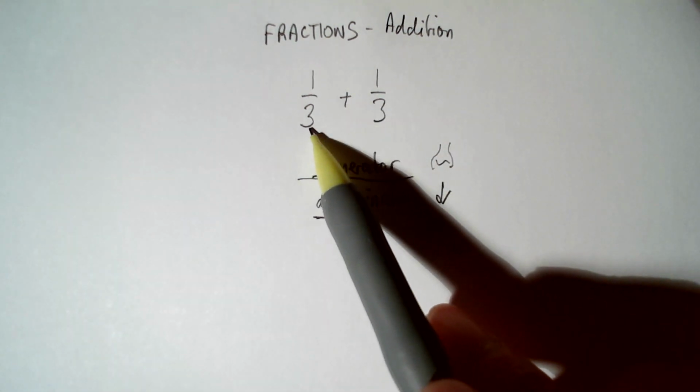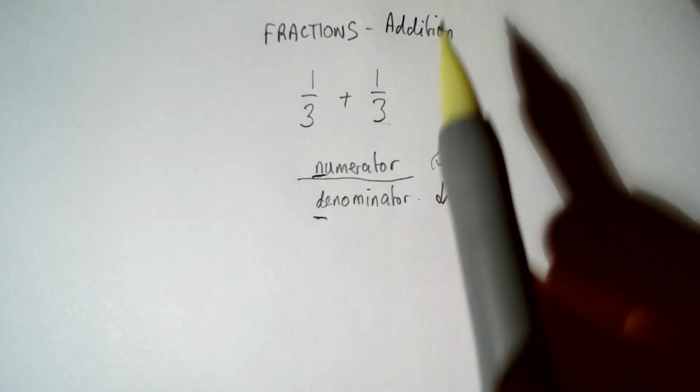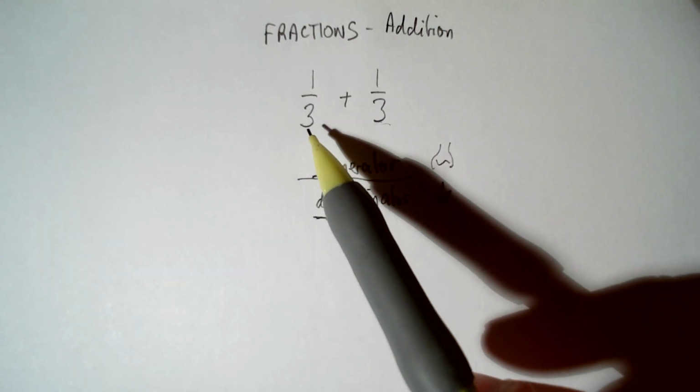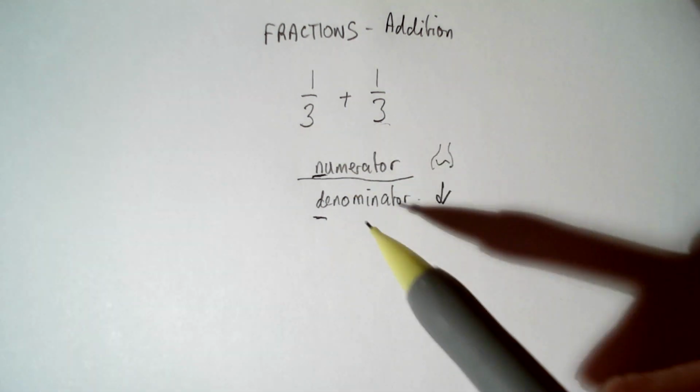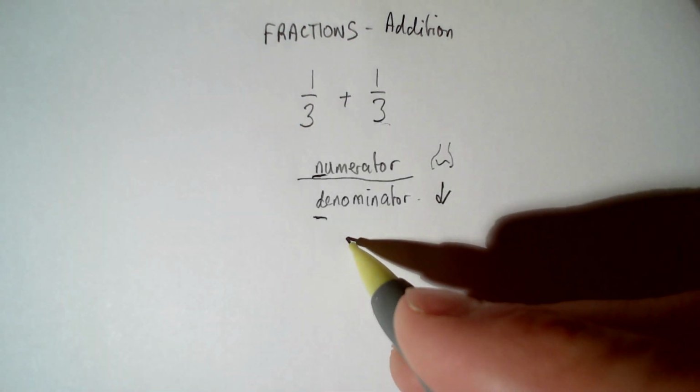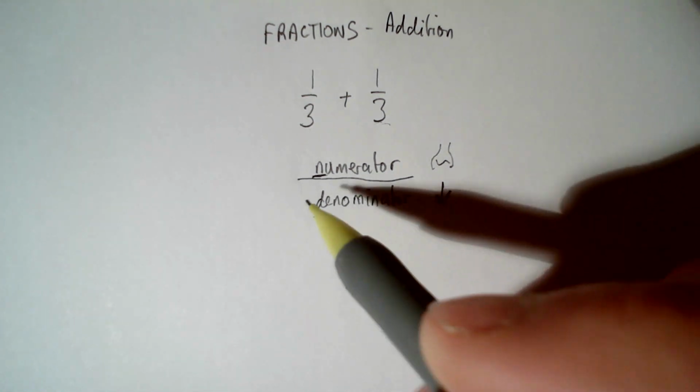So the denominators of our problem here, 1/3 plus 1/3, are the same, and the denominators must be the same in order to add the fractions. So in this case, we have 1/3 plus 1/3, and that gives us 2/3.